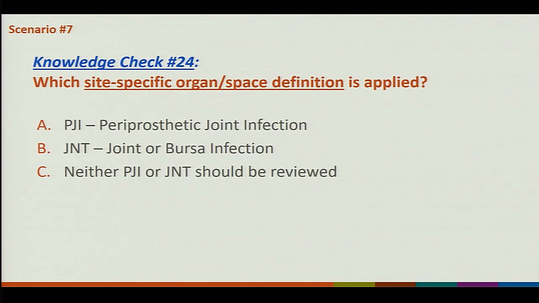Now we go on to determine whether or not the organ space SSI criteria would be met. So what site-specific organ space definition would you apply in this case? Would you apply the PJI definition, the periprosthetic joint infection? Would you apply the joint or bursa infection? Or would you apply neither the PJI or the joint? This is a CAPRO procedure. I'll give you a little hint: what's available for SSI attribution of the organ space following a CAPRO?